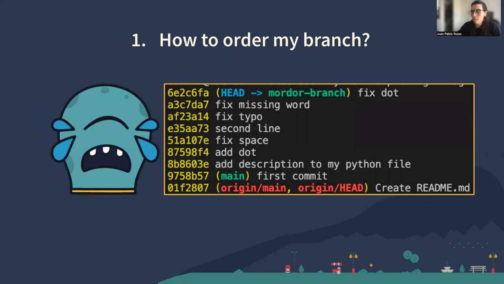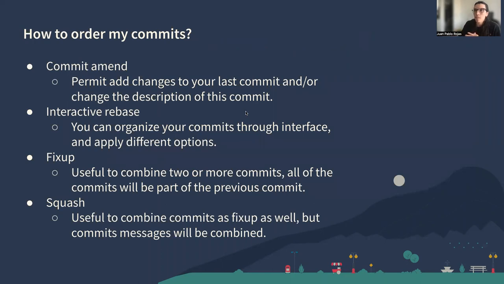So the first situation is how to order my branch in total chaos. For example, this is a common branch in total chaos. It's like a Mordor. We can have commits like this: fixed dot, fixed typo, second line, fixed space, add dot. We have very insignificant and not descriptive names. Maybe we can condense all of these changes in a single commit. So how to order my commits?